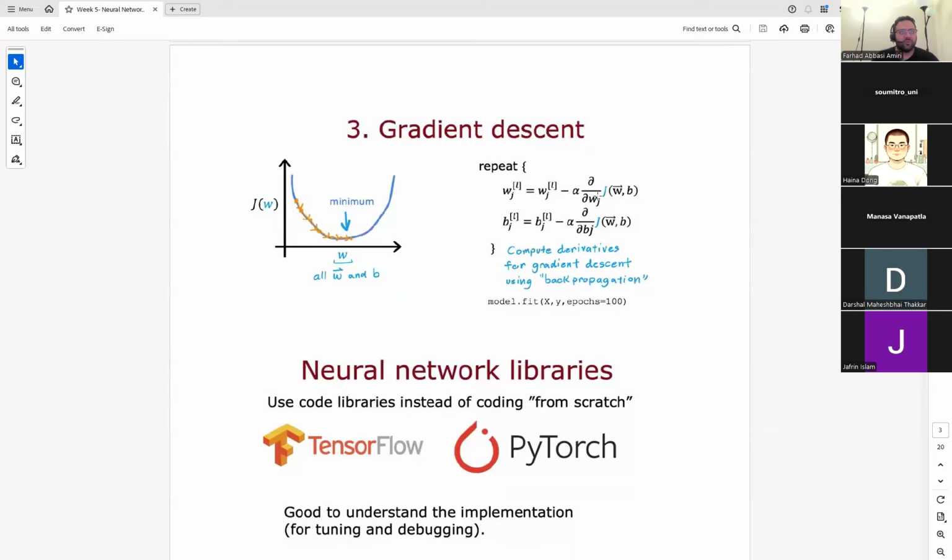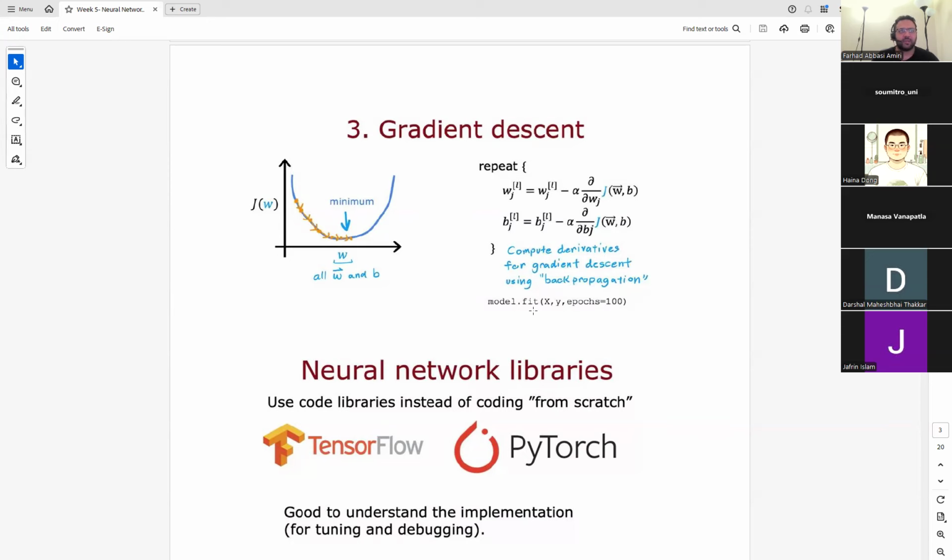And then the most important and costly computation: these two lines are calculating the derivative of the cost function J with respect to W and B. Computing these two derivatives for gradient descent is done by backpropagation.